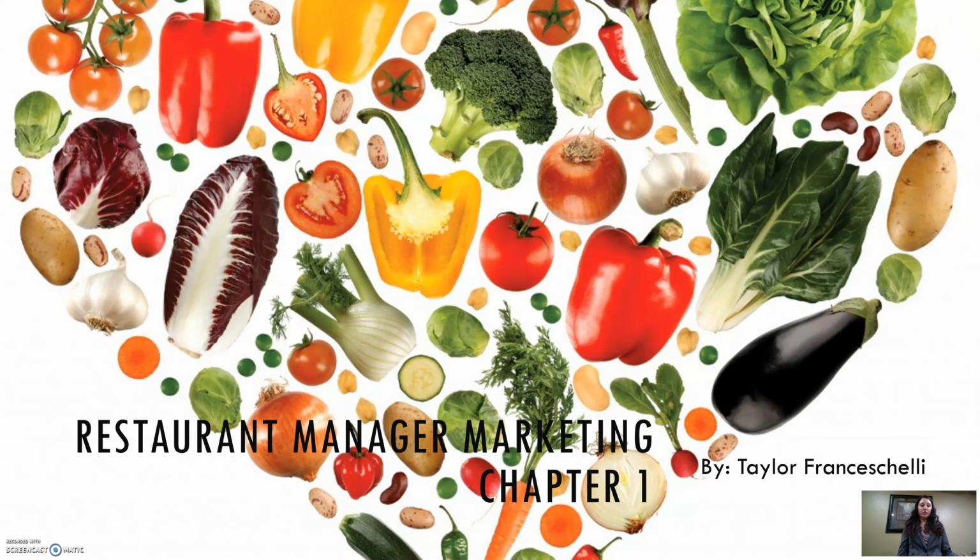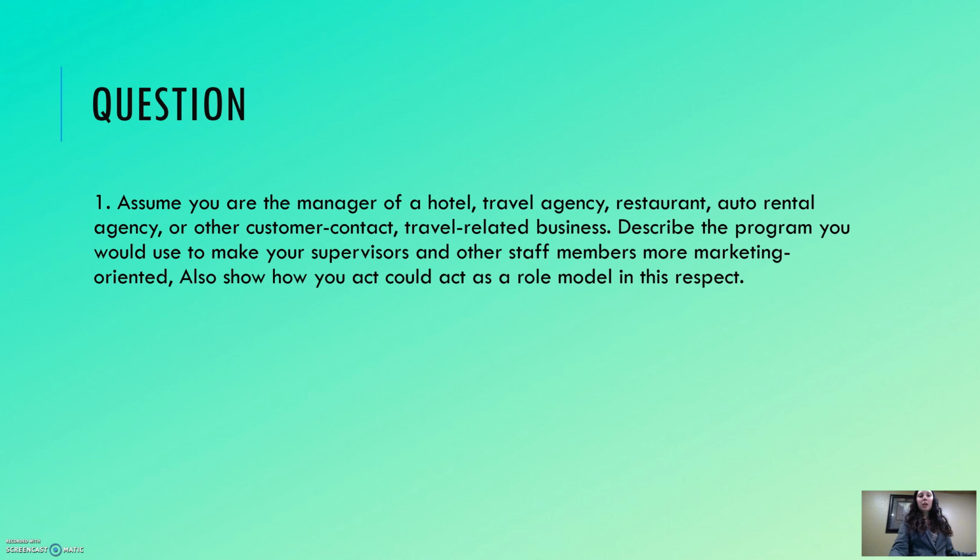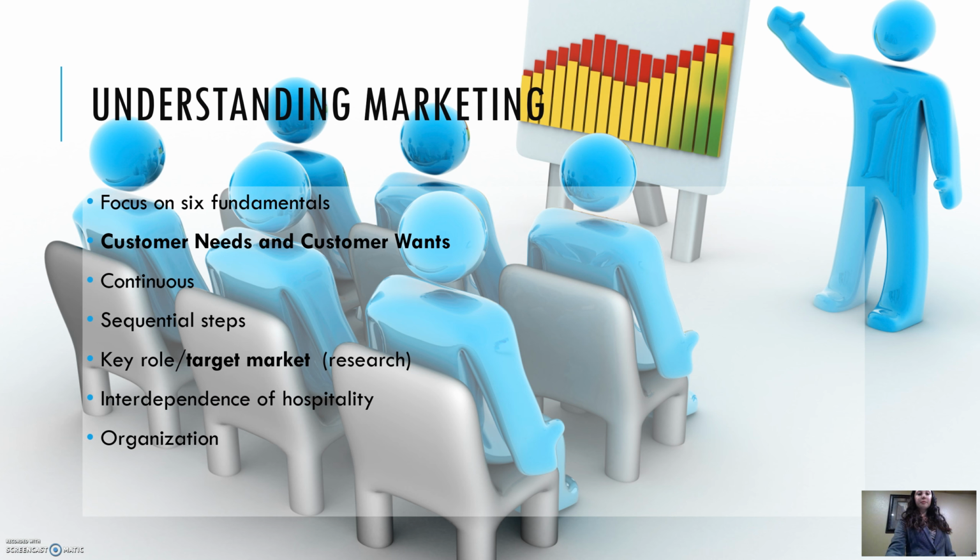I decided that for my question, I'm going to be a restaurant manager, and I really want my employees to become more marketing oriented and really understand the 6 fundamentals of marketing, because I think that's kind of the core idea of where marketing comes from. So the question that I chose was number 1, and it says, assume you're the manager of a restaurant. Describe the program you would use to make your supervisors and other staff members more marketing oriented, and also show how you would act or model this in this respect.